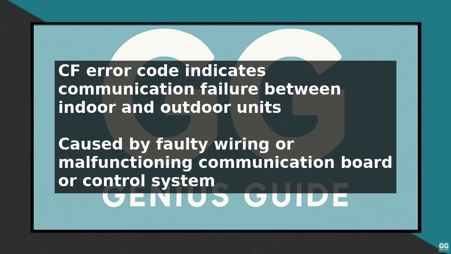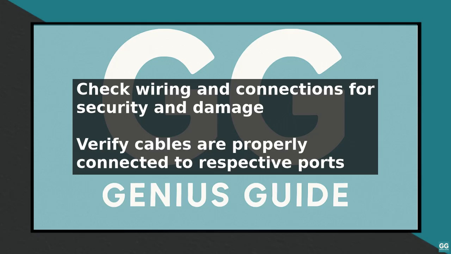the unit's control system. First, check the wiring and connections between the indoor and outdoor units to ensure they are secure and not damaged. Verify that all cables are properly connected to their respective ports and that there are no signs of wear or damage.